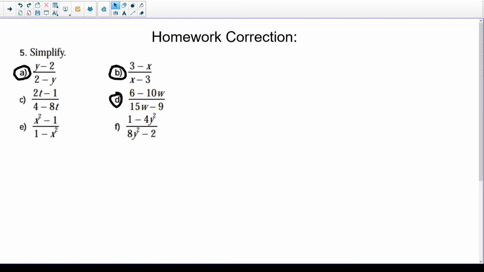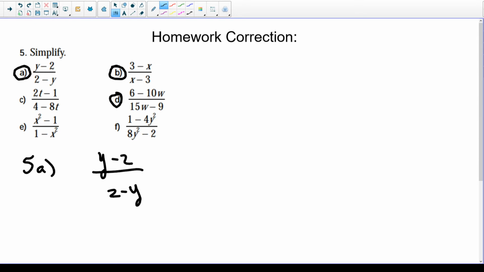So in all of these questions, and you may need to remind me of this, you were supposed to first list the restrictions and then try to simplify. Okay, so if we take a look at 5a here, we have y minus 2 over 2 minus y. And we want to first list our restriction before we start to simplify.